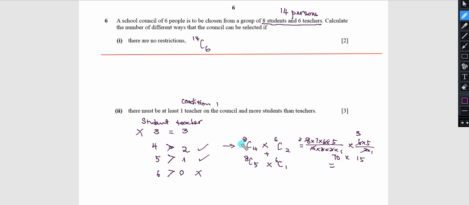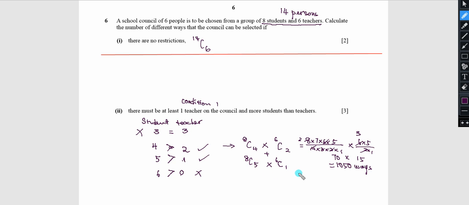So for this alone, 70 times 15, there will be 1050 ways. Okay, let's see, 7 times 8 is 56, times 5 is 280... 700 times 5. 1050. Okay, now after that we're going to look at 8C5.